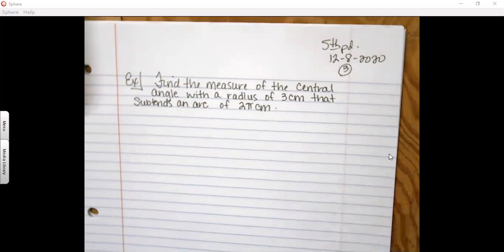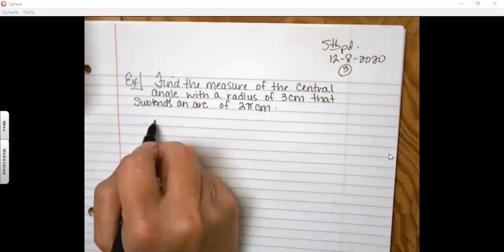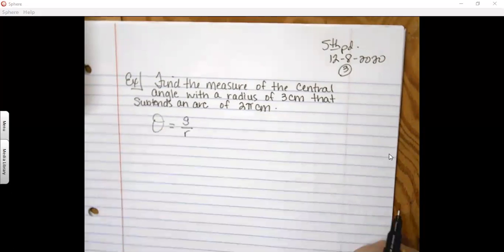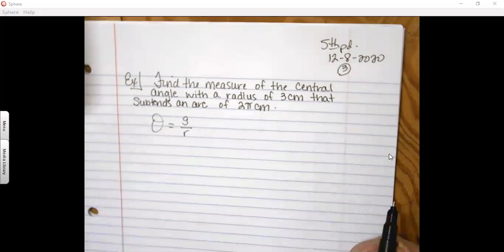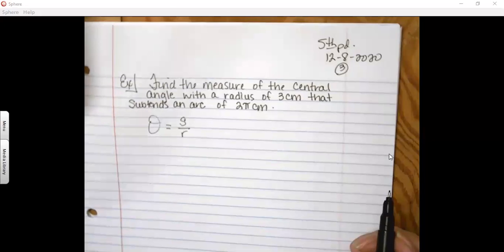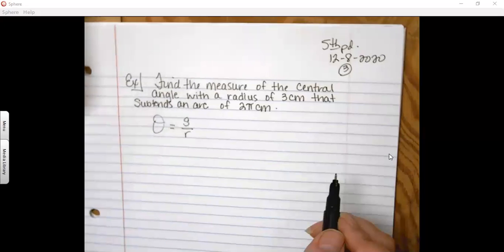Okay, so our formula: theta equals arc length divided by the radius. And they told us that our arc length is 2 pi. Now again, generally we don't write the radius in terms of pi. So if we were given our answer, we would want to fix that, but that's okay. So we have 2 pi divided by 3.